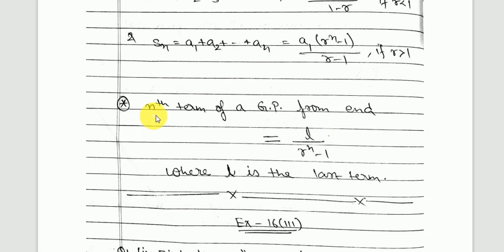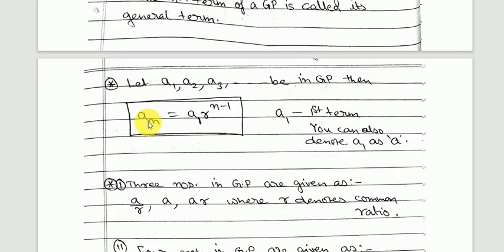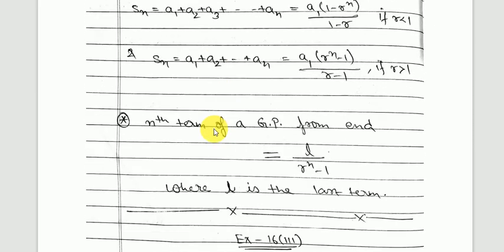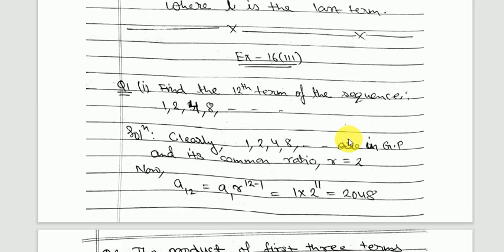Now next is the nth term of a GP from the end. This first formula, the nth term of a GP, was from the beginning. Now if you know the last term of the GP, you can also find the nth term from the end. The nth term of a GP from the end is given as L upon R to the power n minus 1, where L is the last term. Now let us see a few questions.